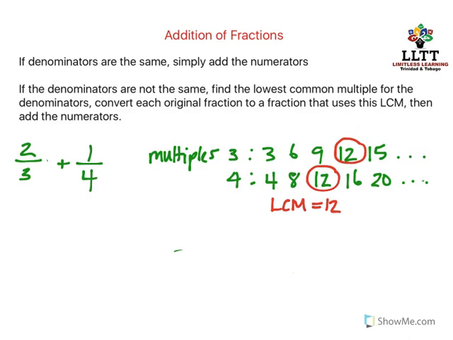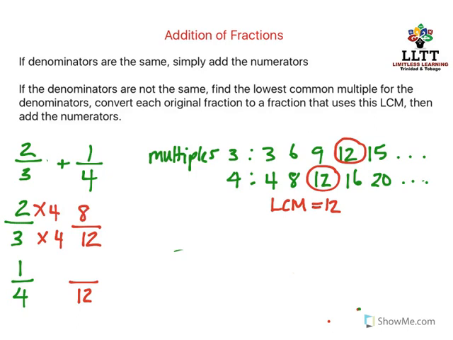So now I have to change 2/3 into something that has 12 on my denominator, and I need to change 1/4 into something that has 12 as the denominator. So I'll start with 2/3. In my denominator, I have 3. What did I have to multiply 3 by in order to get 12? 4. So I'm also going to multiply my numerator by 4, and 2 times 4 is 8. So 2/3 is the same thing as 8 over 12.